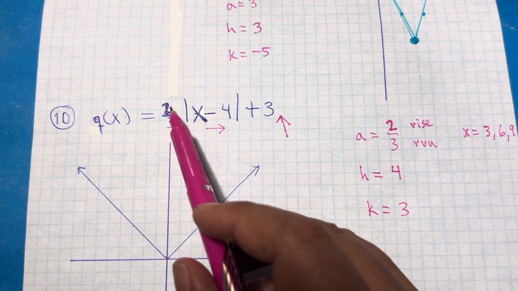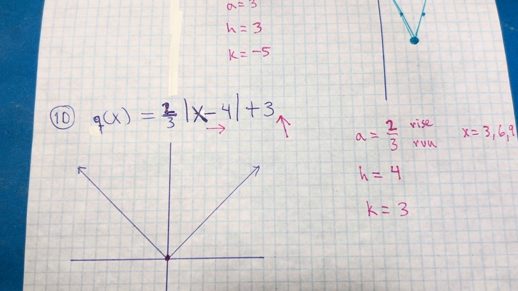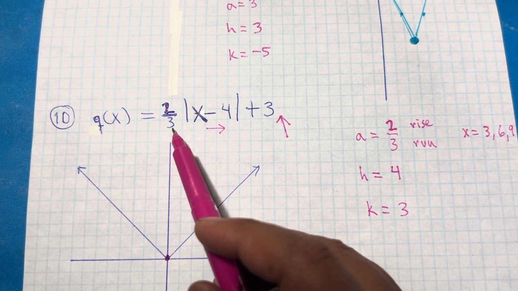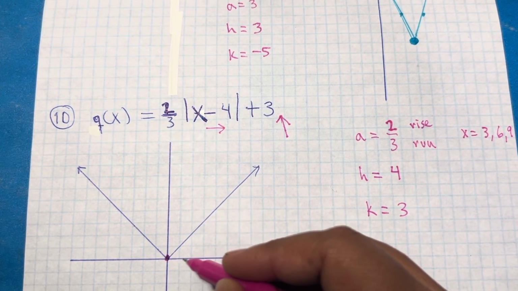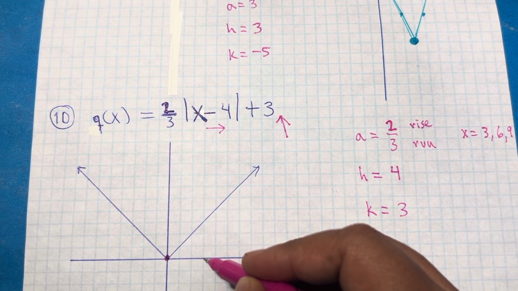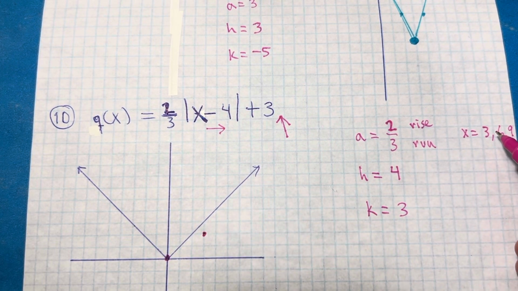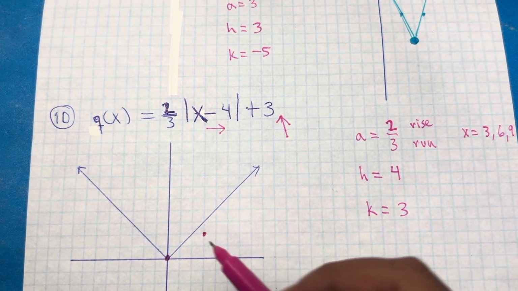0 times 2 is 0. Divided by 3 is still 0. So that point stays there. Now let's do 3. 3 times 2 is 6. Divided by 3 is 2. So whenever x is 3, then the y value is going to be 2. Again, why? Because 3 times 2 is 6. 6 divided by 3 is 2.